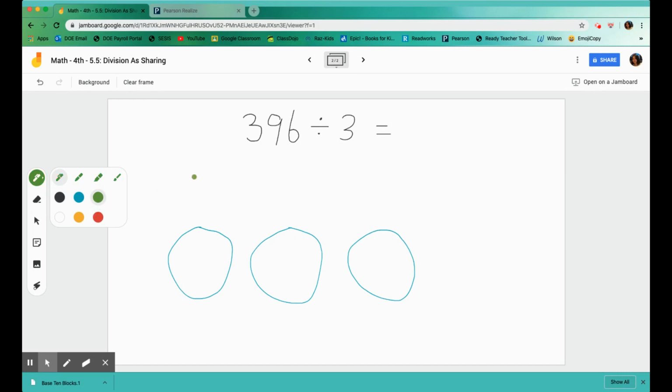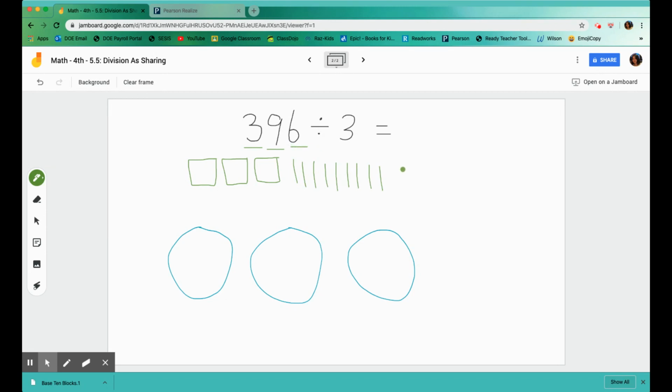And now let's turn our attention to how many items we have in the dividend. So let's start with the hundreds place. We have three hundreds. So I will draw three squares. We have nine tens. So I will draw nine sticks. Four, five, six, seven, eight, nine. We have six ones, so I'll draw six dots. One, two, three, four, five, six.